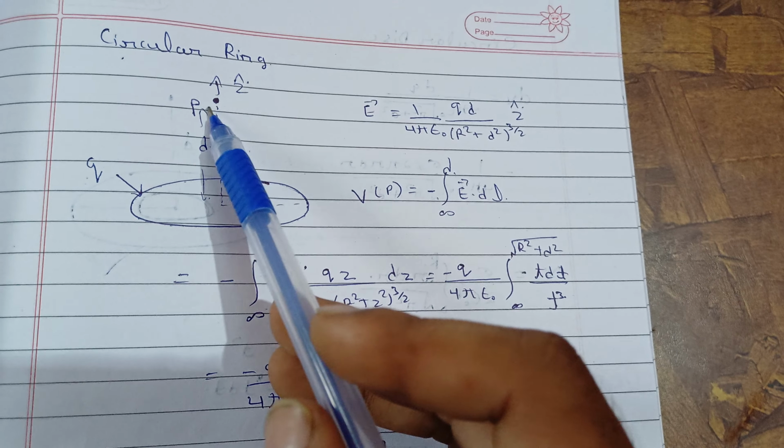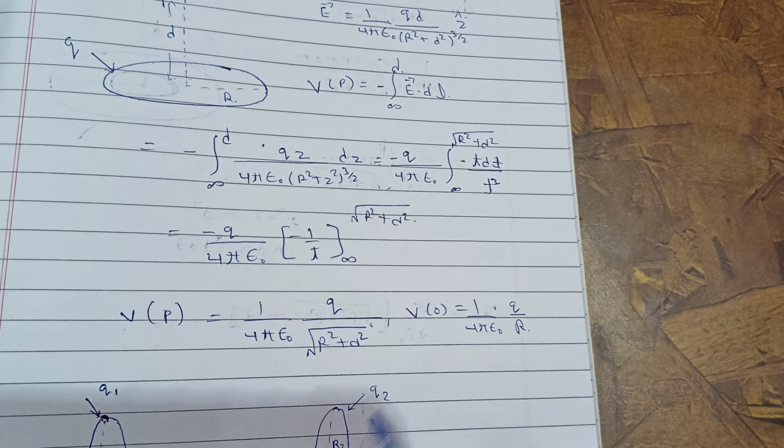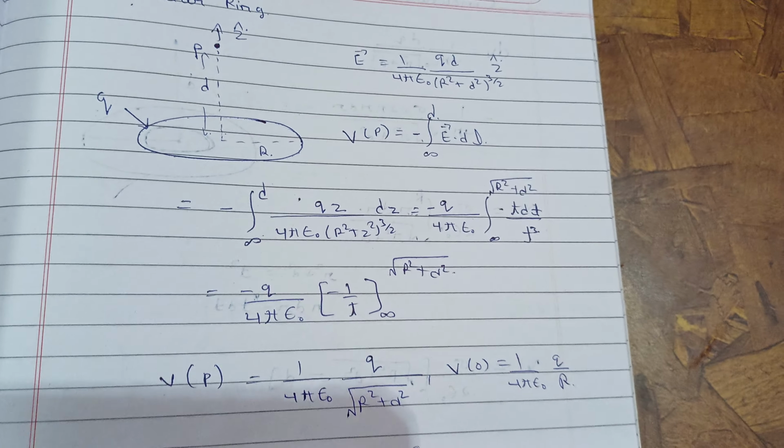Now if you need to find the potential at the center of the ring, put d equal to 0, so you will get q by 4 pi epsilon naught capital R. So this will be your potential at the center of the circular ring.